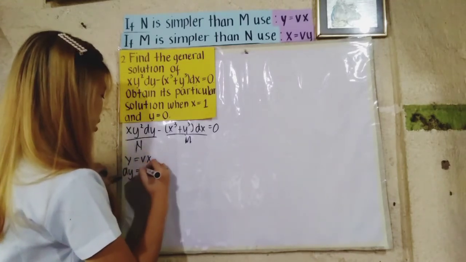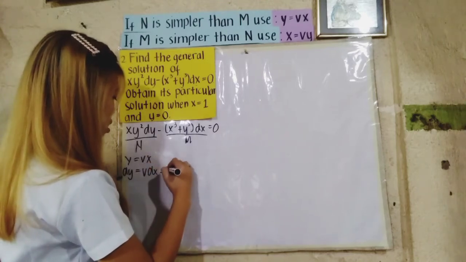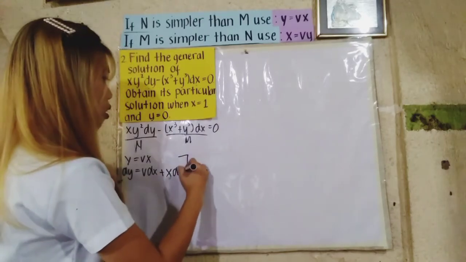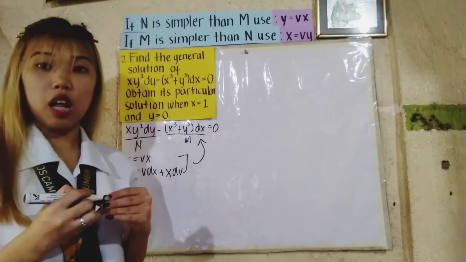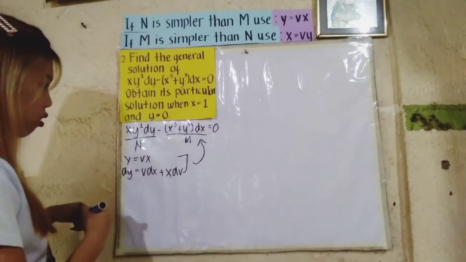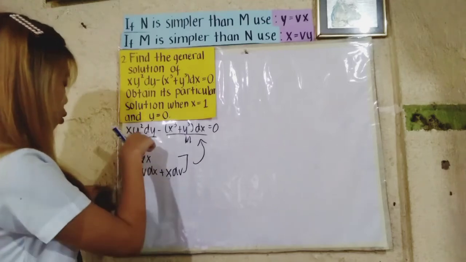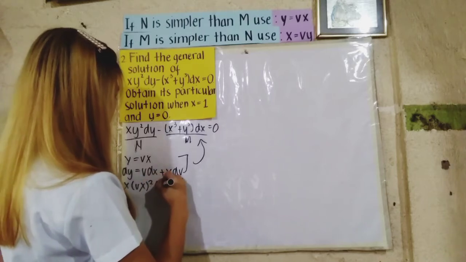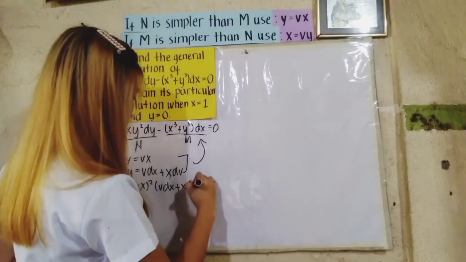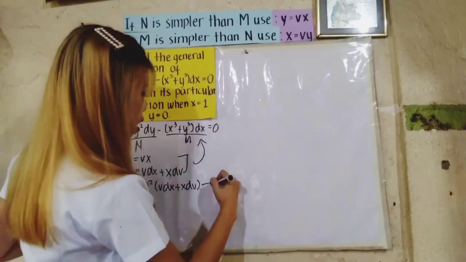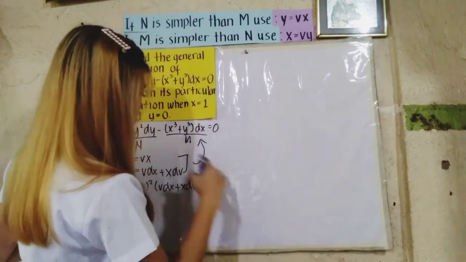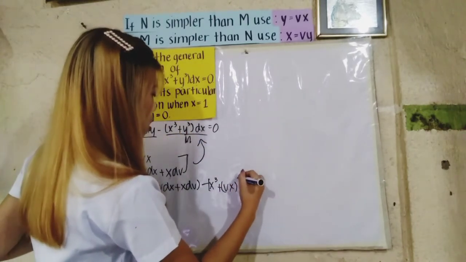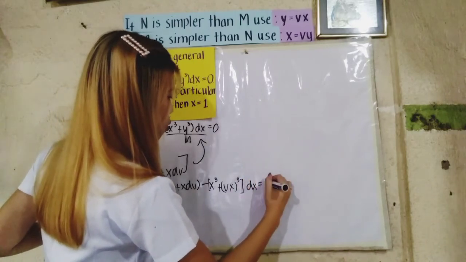So, we have here dy, then product rule, v, derivative ng x, we have dx, plus v, derivative na, plus x, derivative ng v, we have dv. So, itong dalawa na to, ay pwede na natin siyang i-substitute dito sa original equation. So, we have here x. Then, yung y natin, value niya is vx na naka-squared. Then, yung dy natin, we have v dx plus x dv. Minus, copy lang natin tong x cubed plus yung y natin is ang value niya vx na naka-cube. Then, copy lang natin itong dx equal to 0.